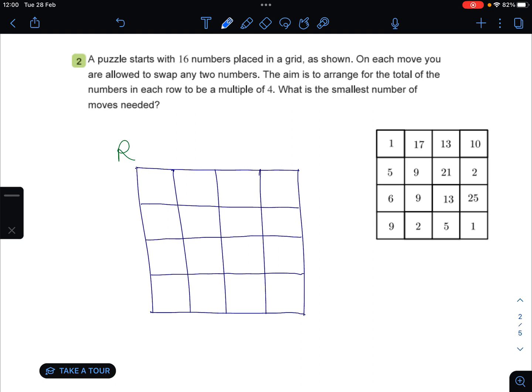So here we want to make sure that each row is divisible by 4. In order to understand this question, first let's look at the remainder of every single number when divided by 4 to see what we need to move. For example, 1 has a remainder of 1 when divided by 4. 17 also has a remainder of 1, 13 has 1, and 10 has a remainder of 2 this time. Now I'll go through this table and write down the remainder for each one.